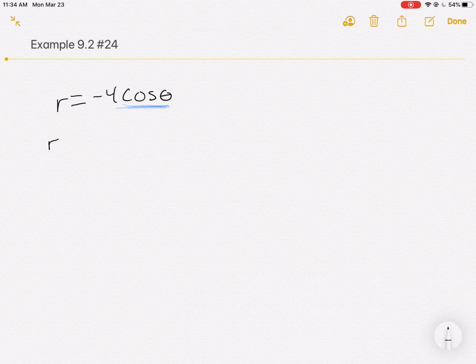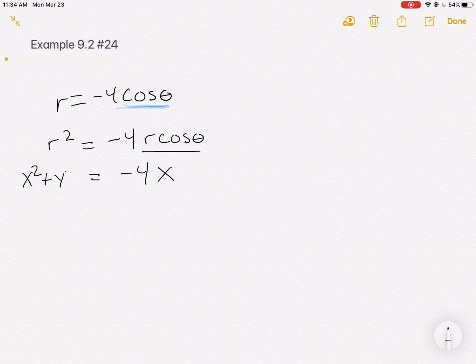So multiplying everything by r, we get r squared on the left hand side is equal to negative 4r cosine theta. Now the main reason why we did that is because we knew that r cosine theta is x, so this is negative 4x. Now r squared we also know, it's x squared plus y squared from our earlier work, either as the prerequisite for this course or what you saw in 9.1. So let me bring over the 4x. Our job is to solve this, and this is what we have.